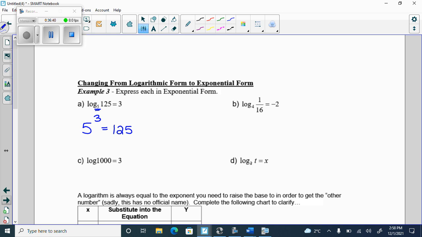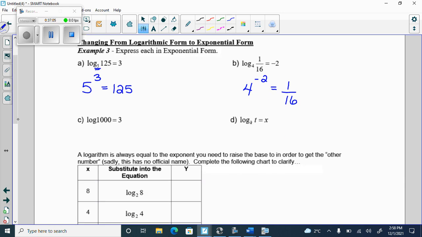So what about this one? What's my base? 4. In order for it to be a base, though, it needs an exponent. What's its exponent going to be? Negative 2, because it can't keep what it has with it. Then that equals 1/16. Is that true? Yeah. If we did 4 to the 2 equals 16, that would be wrong, right?